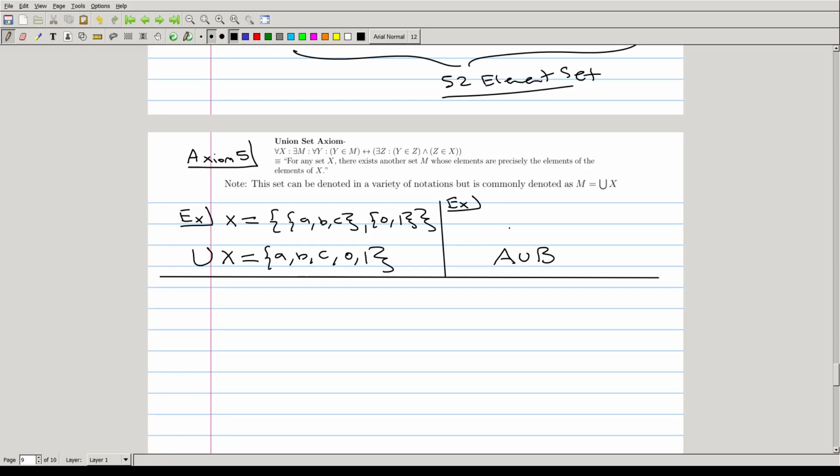This example in the book's notation would be, say, if A is the set {a, b, c} and B is the set {0, 1}, then A union B is the set containing everything in A, which is a, b, c, and everything in B, which is 0, 1.